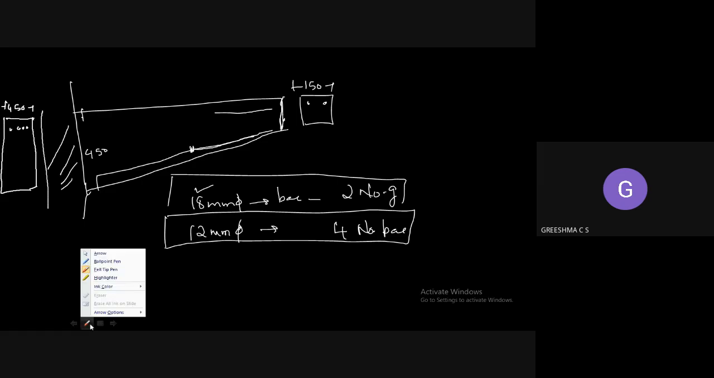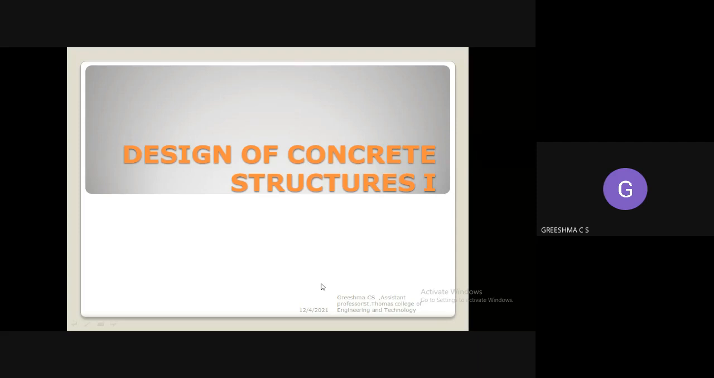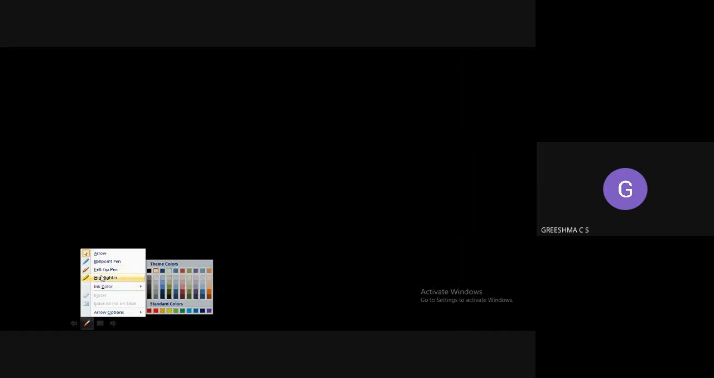Anyway, you will go with our reinforcement details now. Now we can draw the reinforcement details. Step number, last step, that is reinforcement details. All of you please write down, draw the reinforcement details.